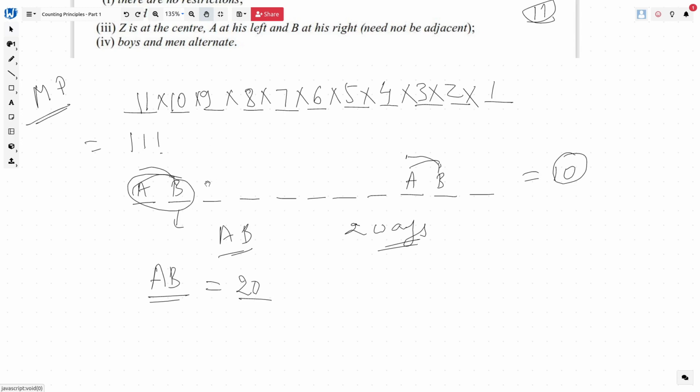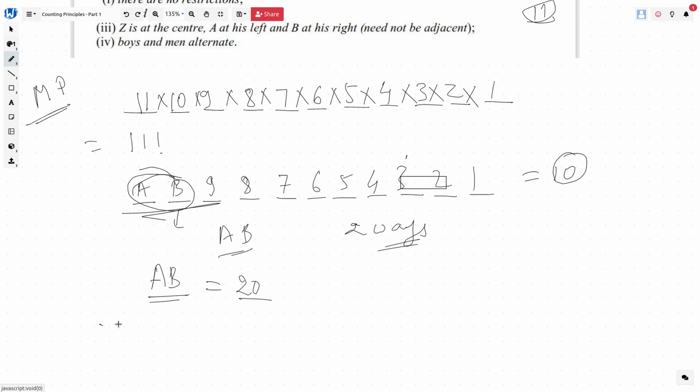So for example, we take that A and B are sitting here only, and not there, so we need to erase this part. A and B are only sitting here. Now let's try to fill all the other places. We have 9 people left, so this place can be filled in 9 ways, this can be filled in 8 ways, then 7, 6, 5, 4, 3, 2 and 1.